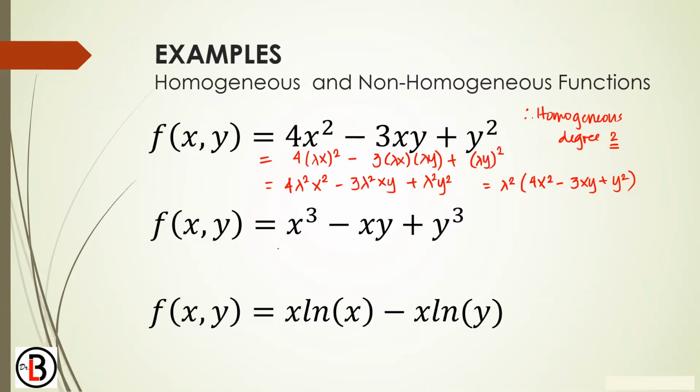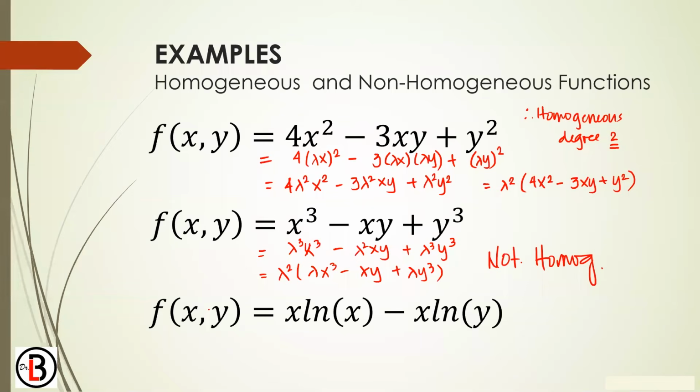What about number 2? This one is going to be lambda cubed x cubed minus lambda squared xy plus lambda cubed y cubed. What can you bring out? How many lambdas? Lambda squared only. So is the one inside the parenthesis exactly the same as the one on top? Not homogeneous, right? Because for it to be homogeneous, all the lambdas have to be taken out.